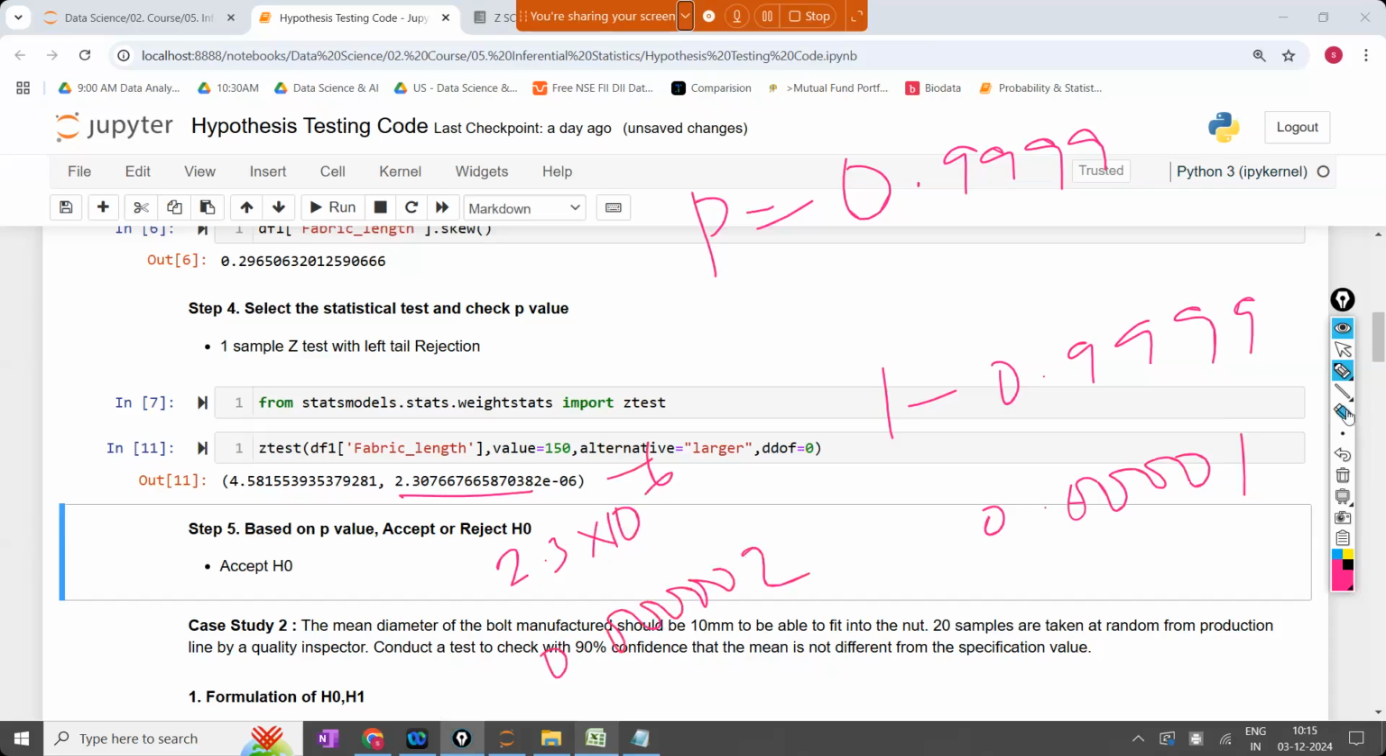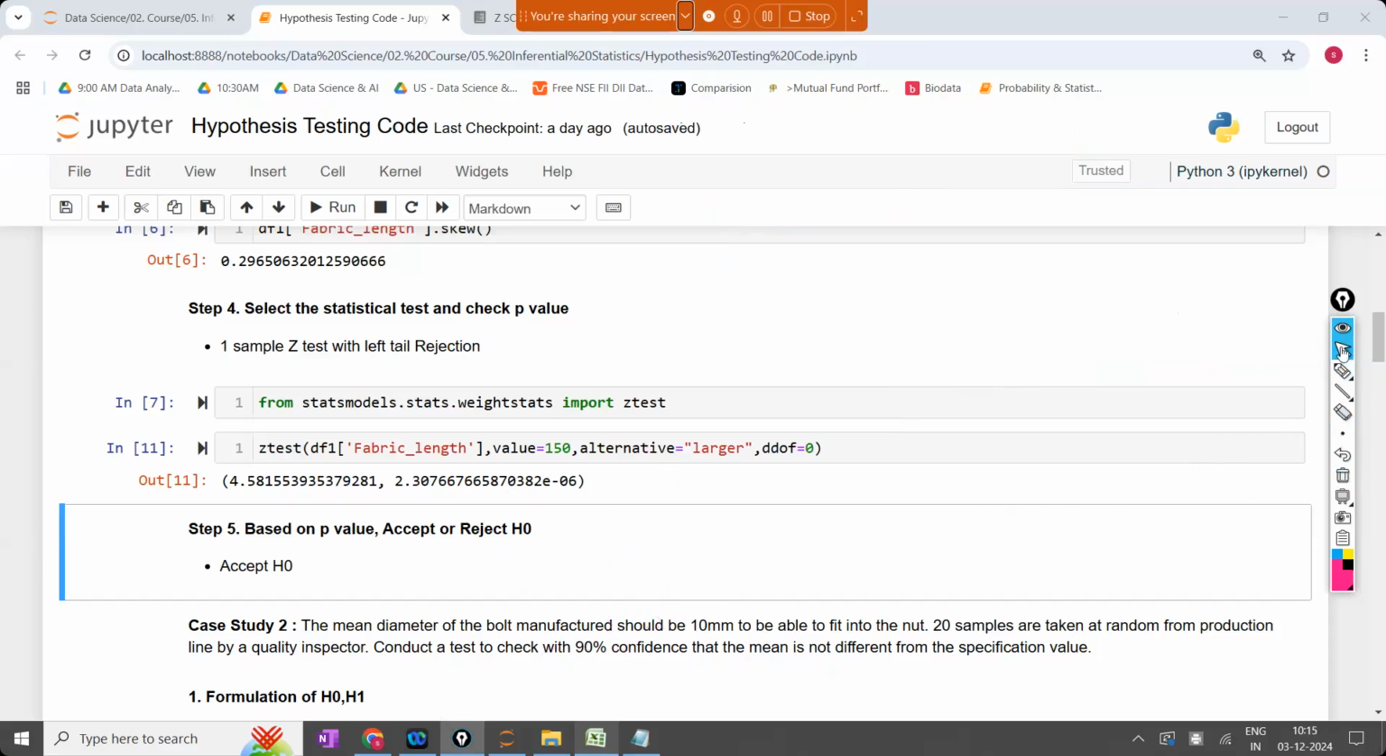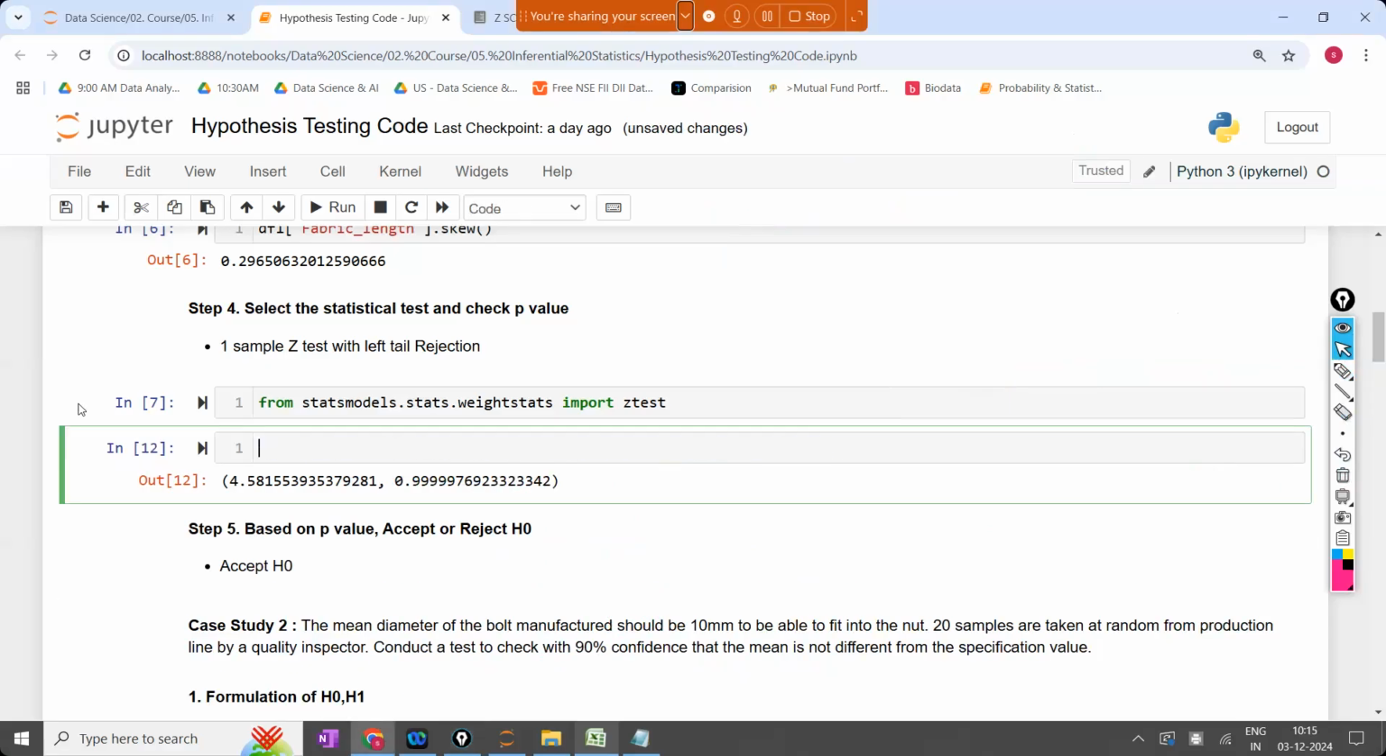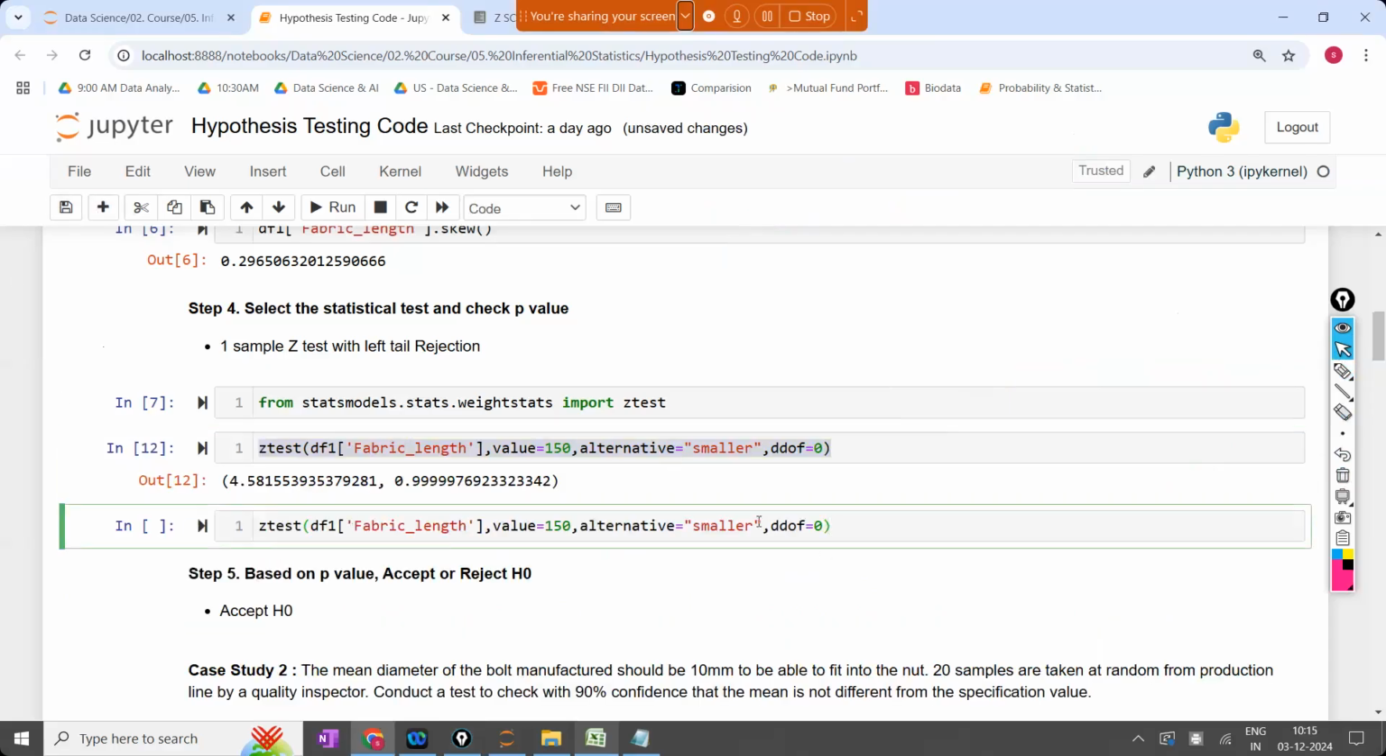If you still have doubts, I'll show you in 1 minute. First, I'll take the smaller value. Separately, I will write smaller here, and separately I will write larger. The same example, I'll write below in one more cell, larger.